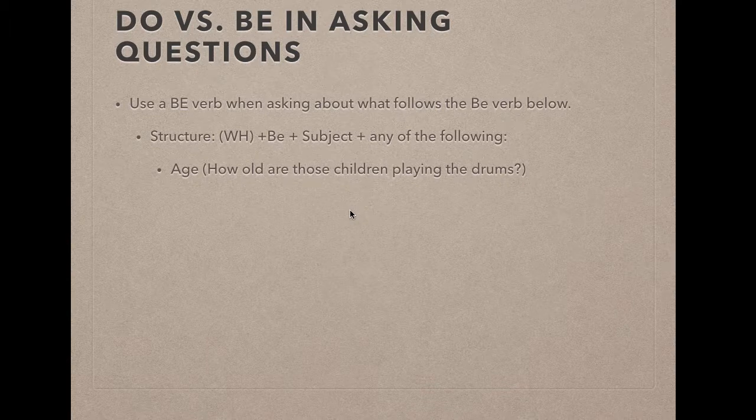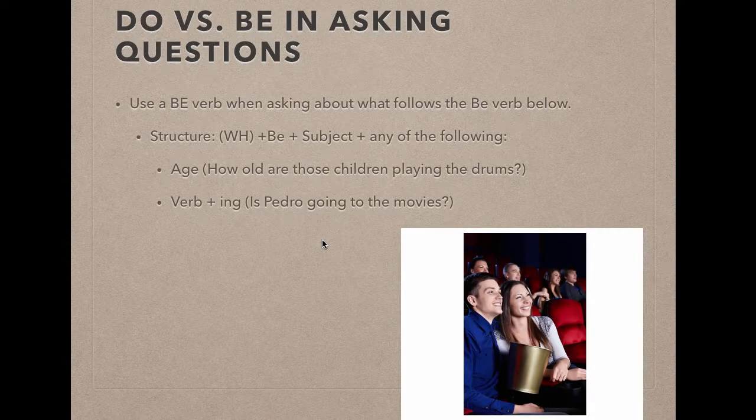And there it is. We also use the be verb in questions when we use an action verb that's in the ing form, which is in the progressive form. If we're going to use that action verb in the progressive tense, then we're going to shift to the be verb. We're no longer going to use do, okay? So, is Pedro going to the movies? Is Miss Daniels teaching right now? Are we going to have dinner tonight?